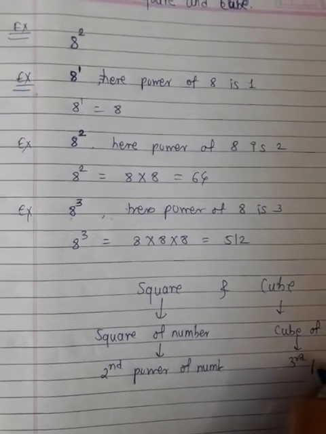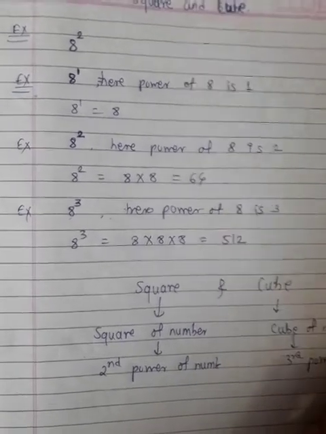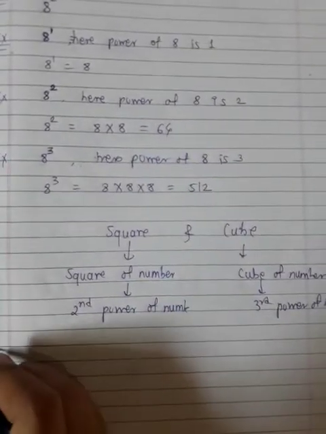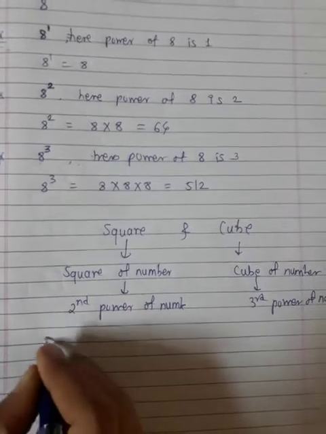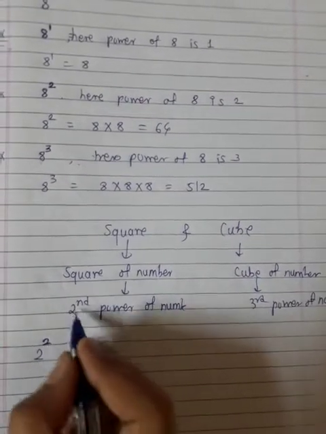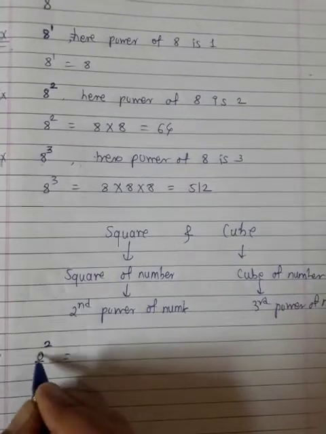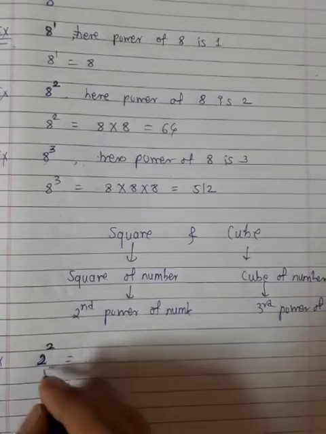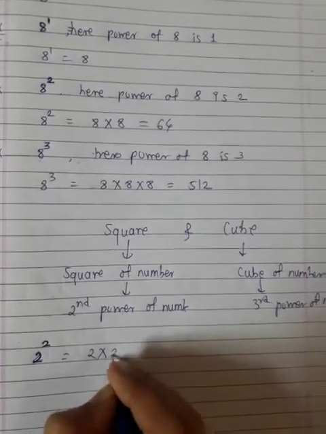Third power of a number. See here, for example, 2 raised to 2. So here what is this? This is the second power of number 2, and the second power of 2 gives you 4.